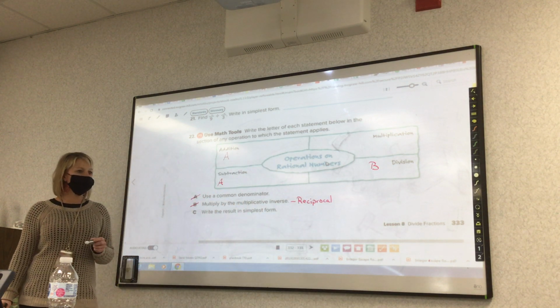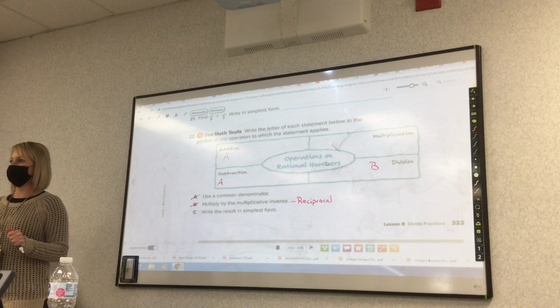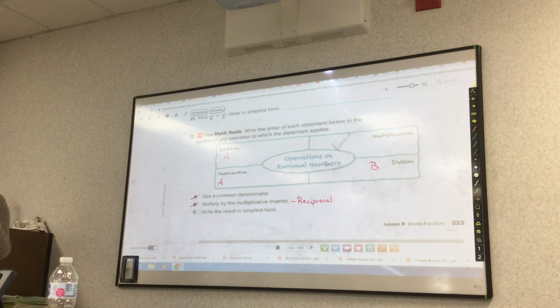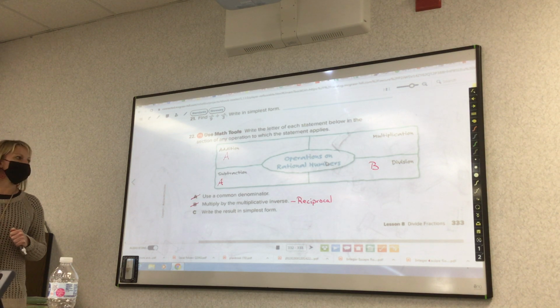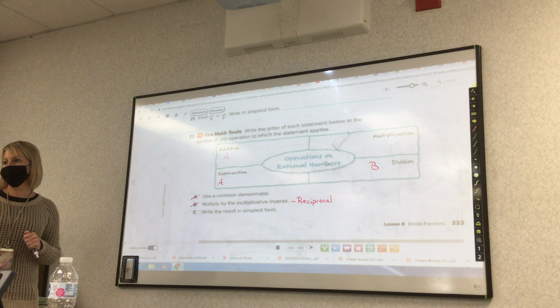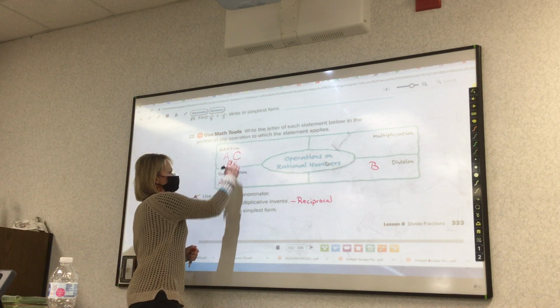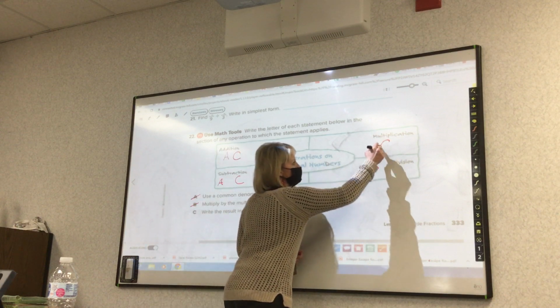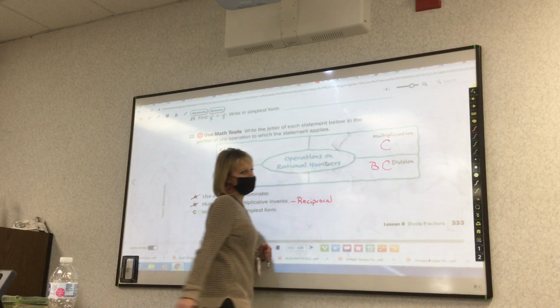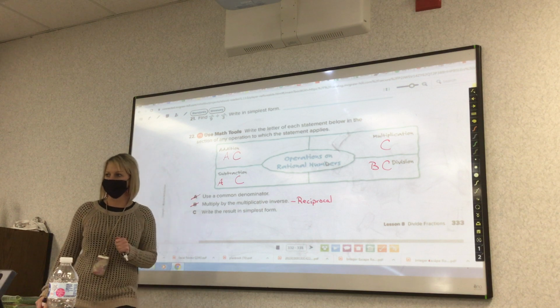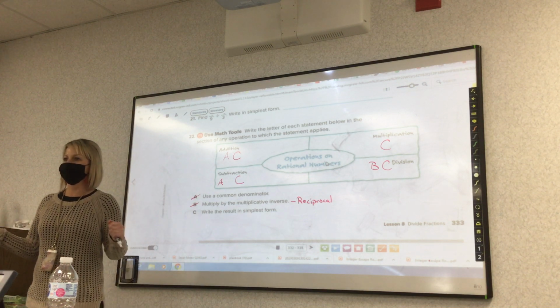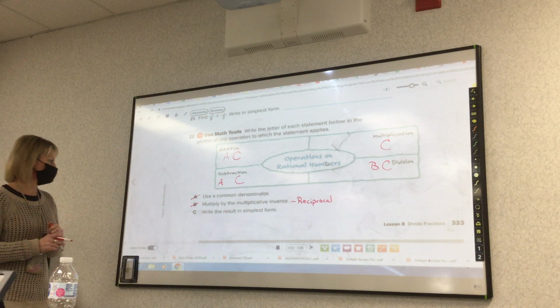You have to write the result in simplest form, and simplest form means you reduce it all the way. C. Do we need it in every operation? Yes, you always do simplest form. And that's why I always talk about reducing and cross-canceling.